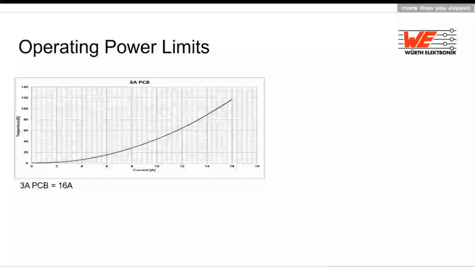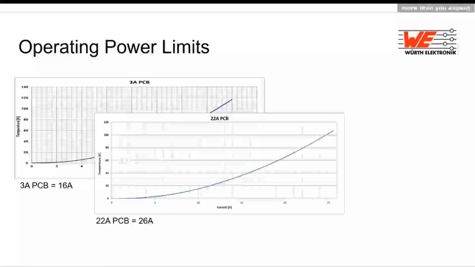To have a better overview about the results, we created some diagrams. So the first measurement was with the 3 ampere PCB. Because we cannot transport enough current and the heat dissipation is not really right, we only get the 16 amps at 120 Kelvin temperature rise.